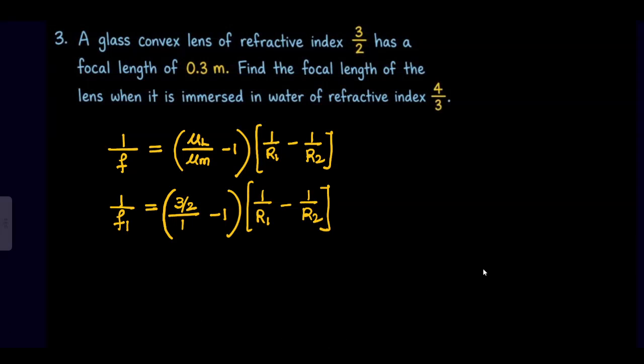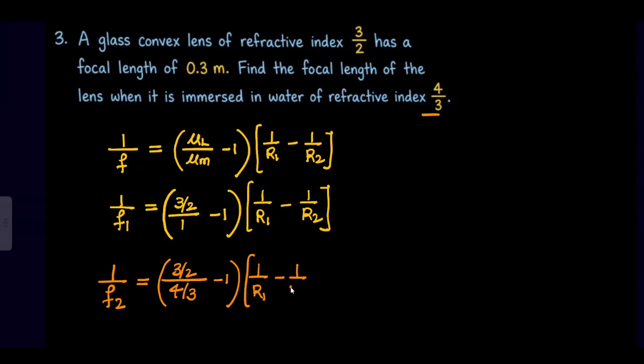Now I am taking the second lens, second case. Second case focal length I am calling 1 by f2, which is equal to what? Tell me now. So refractive index of lens is how much now? 3 by 2. Now the medium refractive index is 4 by 3. Earlier in case 1 the medium was air, 1. Second case medium is water. The lens radius or curvatures do not change. Radii are the same only. R1 R2 we kept as it is.